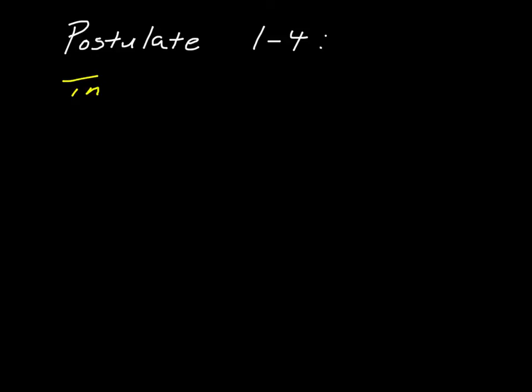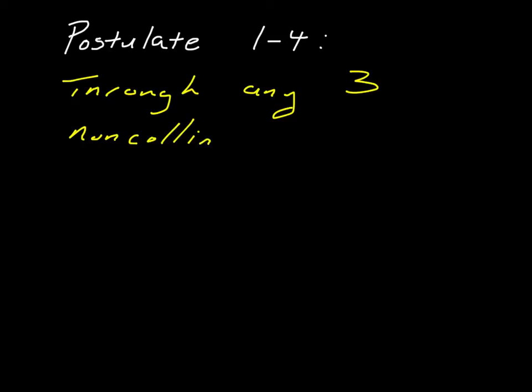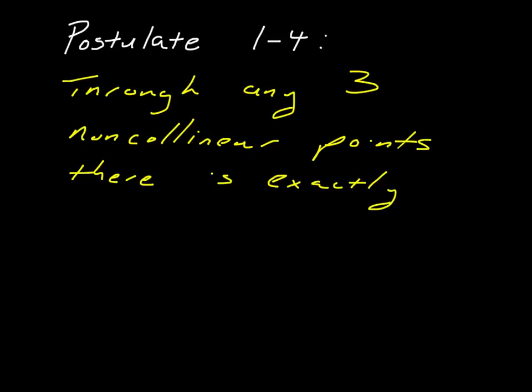And the last thing that we're going to hit on in this lesson is postulate 1-4. What postulate 1-4 states is that through any three non-collinear points, remember, 3 points that are not on the same line, very important for this one, there is exactly one specific plane. So through any 3 points that are not on the same line, there's exactly one plane.